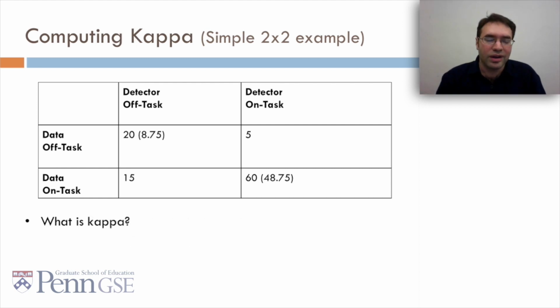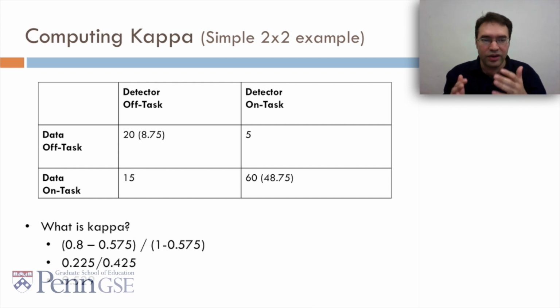So what is kappa? Kappa is the actual agreement minus the expected agreement, divided by the total possibility of agreement minus the expected agreement. In this case, 80% minus 57.5%, over 100% minus 57.5%. So in other words, kappa is 52.9% or 0.529. So this model is 52.9% of the way from expected agreement to perfect.